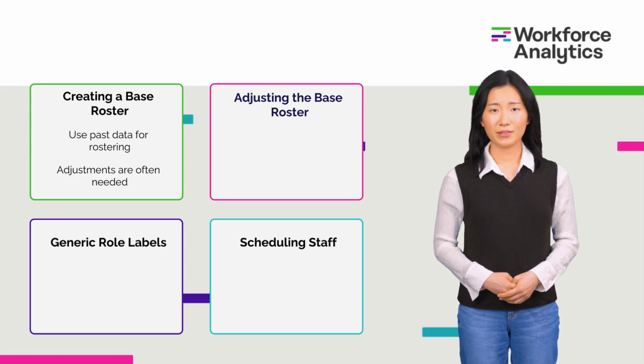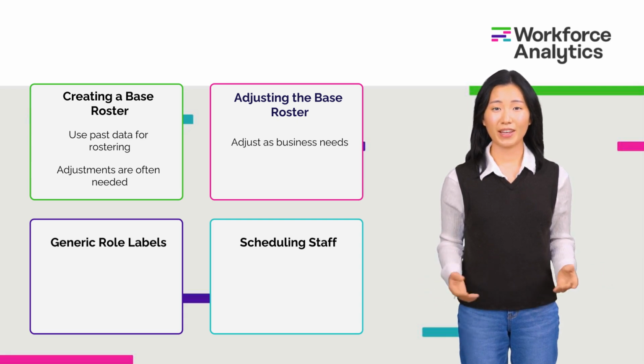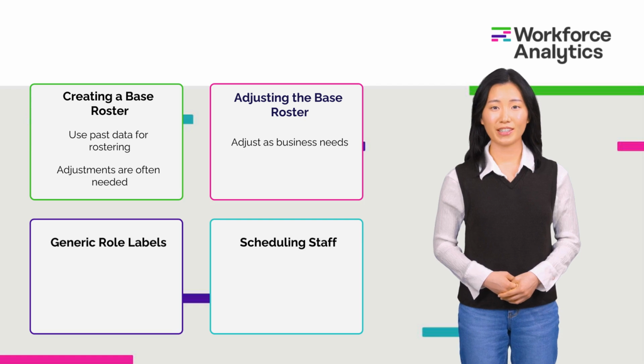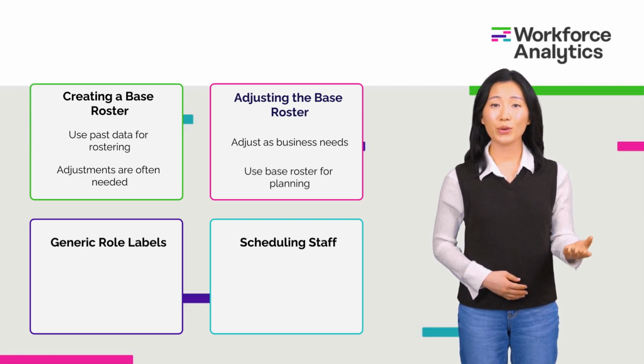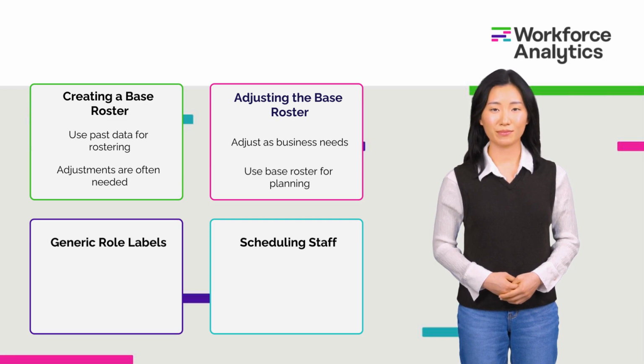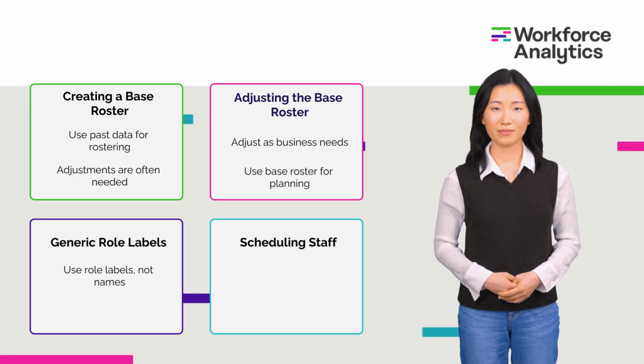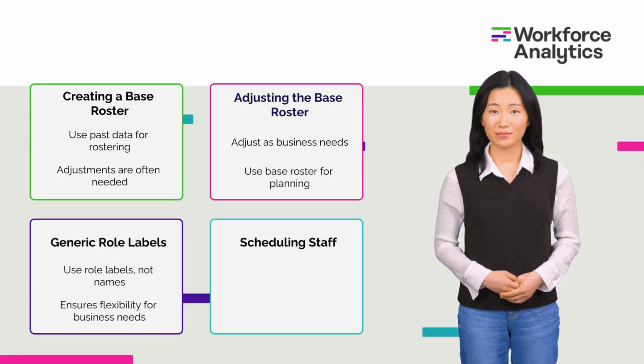Adjusting the base roster. To maintain efficiency, be prepared to make necessary changes based on business needs. Adapt the schedule as required, but always revert to the base roster as a guide when planning each new scheduling period. Generic role labels. When creating your base roster, use generic role labels rather than assigning specific employee names. This ensures that scheduling decisions prioritize business needs over individual preferences, allowing greater flexibility when making adjustments.